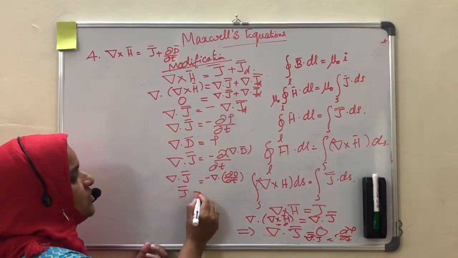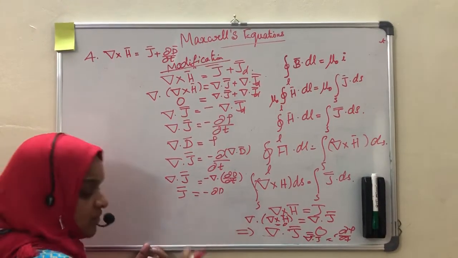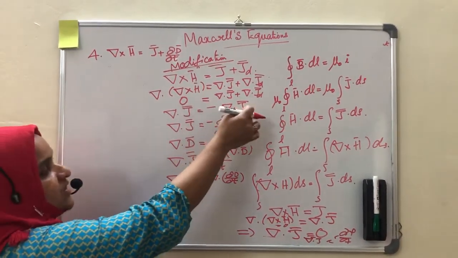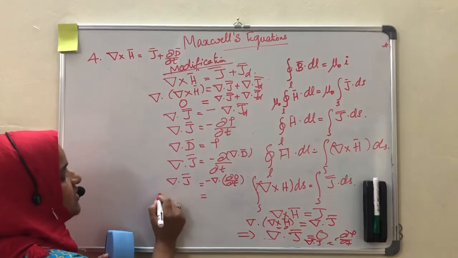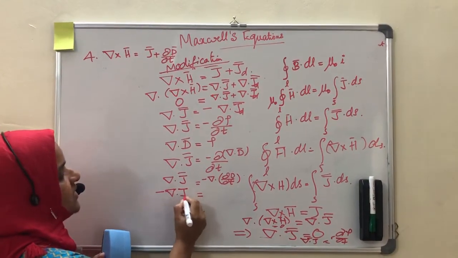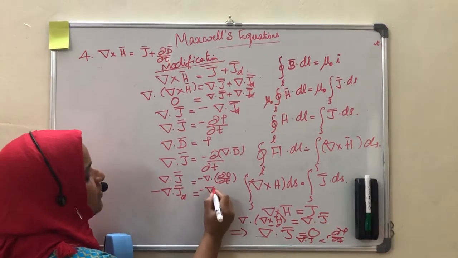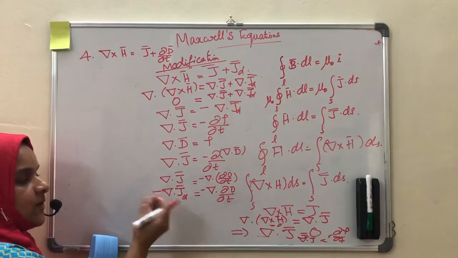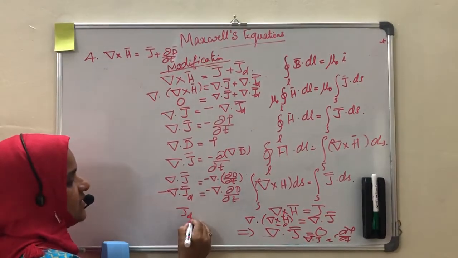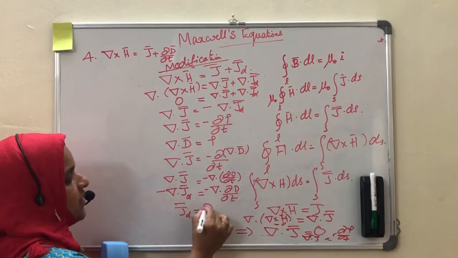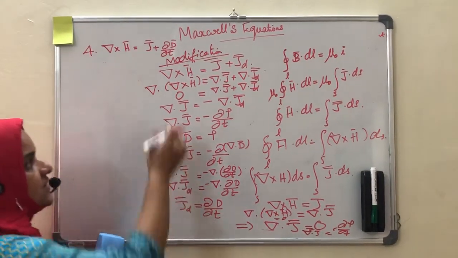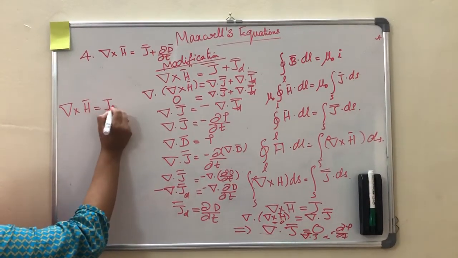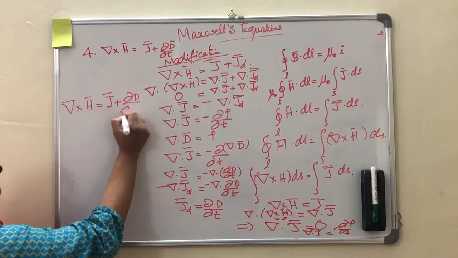But from this equation, del dot J is equal to minus del dot JD. That is, minus del dot JD is equal to minus del dot dou D by dou T. Removing the del dot symbols on both sides, JD is equal to dou D by dou T. That is, del cross H is equal to J plus dou D by dou T.